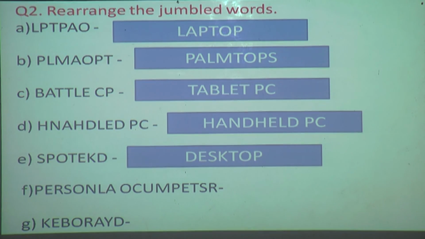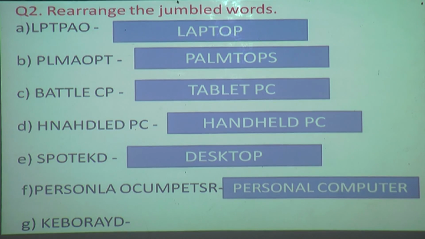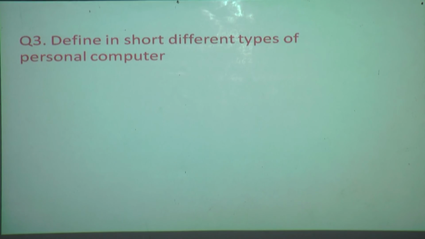We have to arrange the meaningful word. This word doesn't have any meaning. Next is PERSONALCOMPUTER, which means personal computer. Personal computer. Next one, KEYBORAYD. Then what will come? KEYBOARD, keyboard.